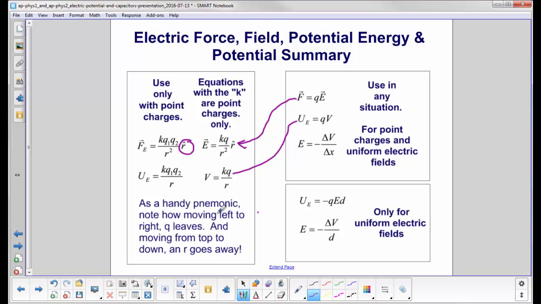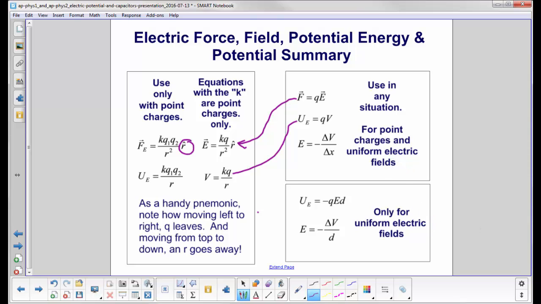To help you remember, as you go from left to right, what happens? You lose a Q. As you go from top to bottom, you lose an R in the denominator. And these are vectors, these are scalars. We also came up with this equation. We derived that in a couple different methods, but the electric field is negative the change in voltage per displacement. And that works for point charges and uniform electric fields.